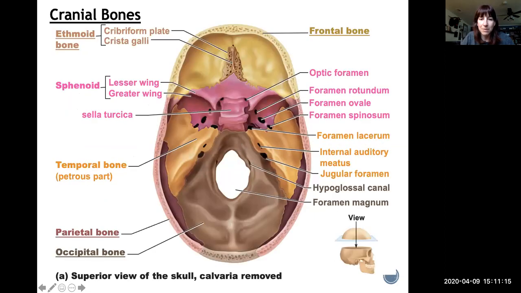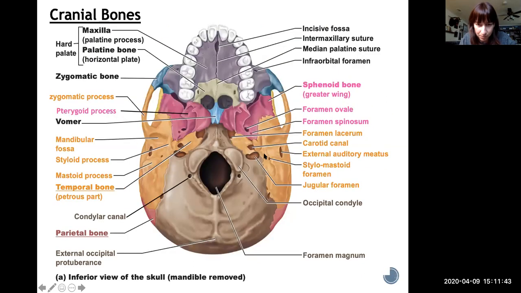Okay. And then from the inside of the skull, you again can see the petrous part. So again, the flat bottom part of the temporal bones. And you can see again the jugular foramen coming inside now. So there's the jugular foramen. I'm not sure why we can't see the carotid canal from this view, but don't worry about it. We can only see it from an inferior view.